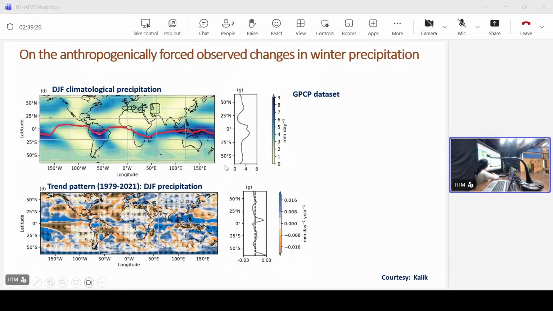So this is the DJF climatological ITCZ. We can see that it is mostly to the south, especially over the Indian Ocean. I'll draw your attention to the Indian Ocean region, because this is basically our point of interest. Now, if we look into the trend pattern of the precipitation for the DJF, you can see that the blue shading here shows the increase in precipitation. And we can see that over the southern Indian Ocean the precipitation is increasing. So basically the convection is increasing over the southern Indian Ocean.